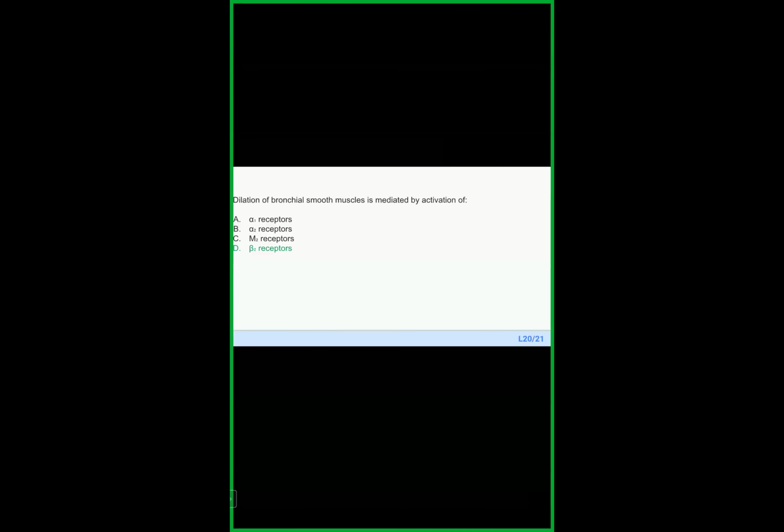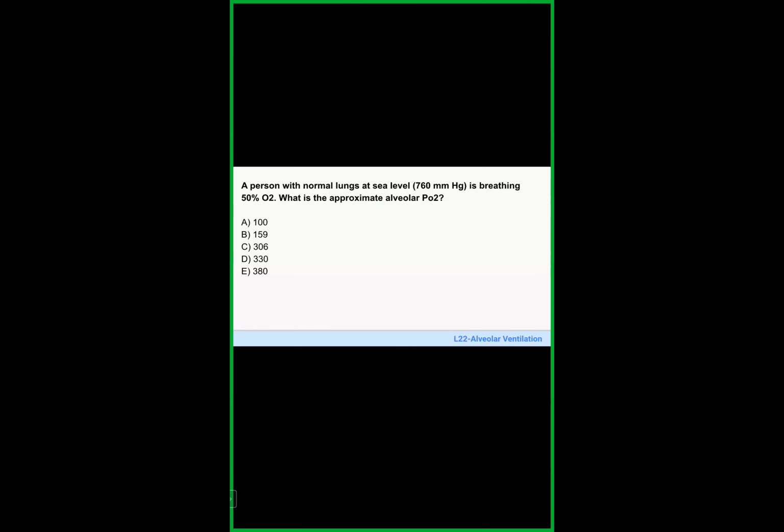All right, so the next question is from lecture 22, and it's a question where we have to start calculating things. A person with normal lungs at sea level, 760 millimeters mercury, is breathing 50% oxygen. What is the approximate alveolar PO2? I'll give you some time to calculate, and then I will let you know the answer.